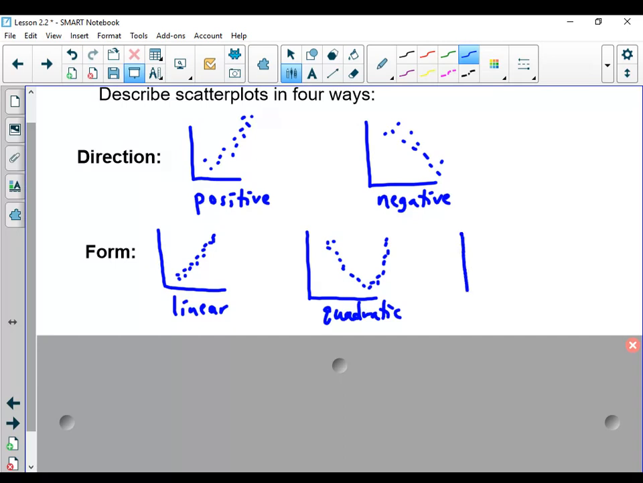Maybe you have a situation where you kind of have values that are kind of low and then all of a sudden they get a lot higher. Something like that. You might remember what that looks like? Or it was kind of level and then it takes off. Exponential. So these are kind of the three basic forms our scatter plots could be in.